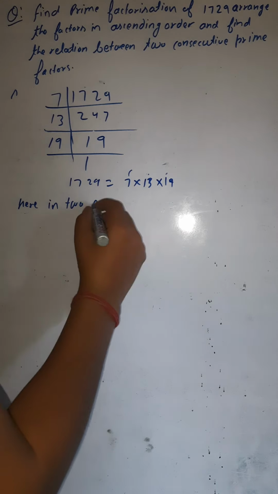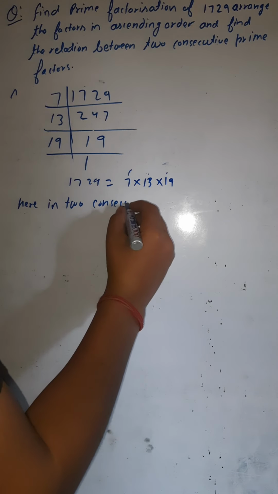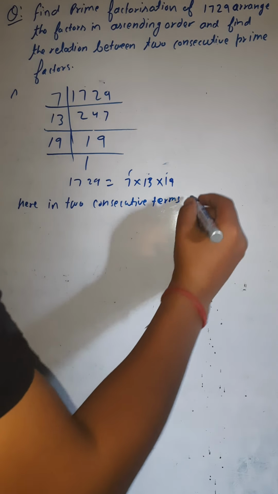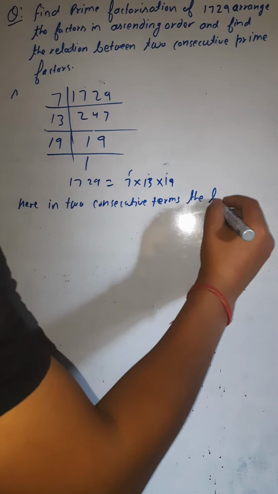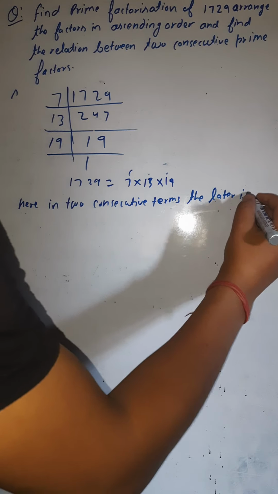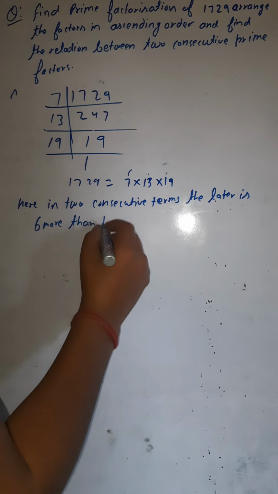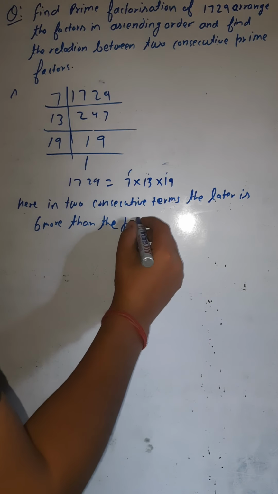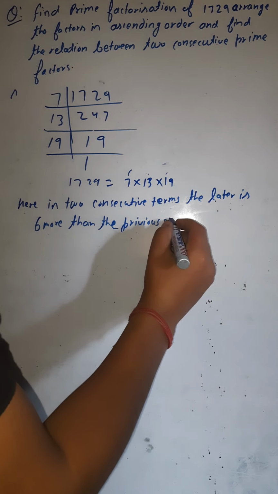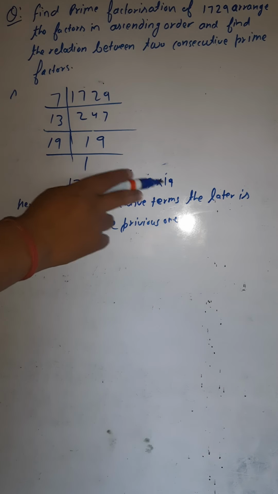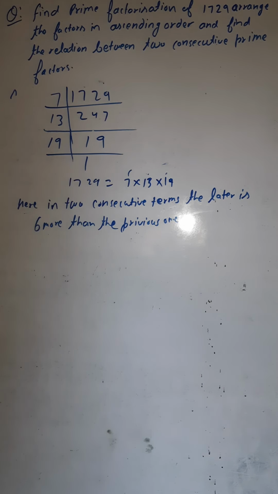Here, in two consecutive terms, the later is 6 more than the previous one. Means later one is 6 more than the previous one. In each, here also 6 more, here also 6 more. Are you getting this? Yes. So this is how you would solve the given question. Okay, just note it down.